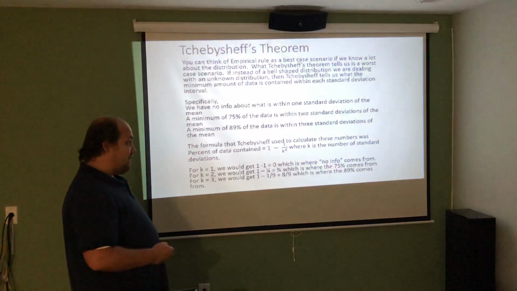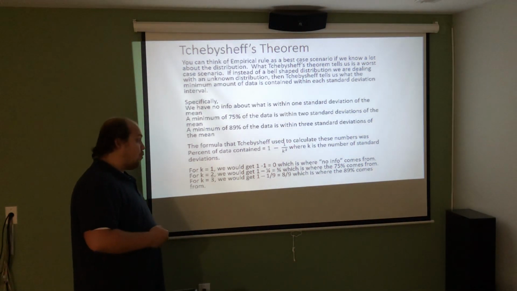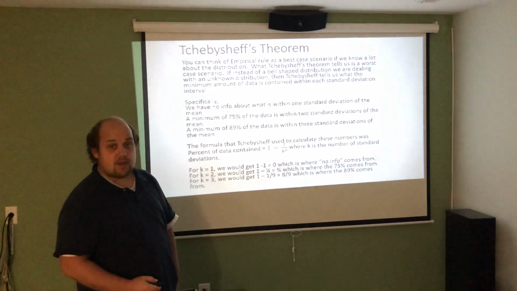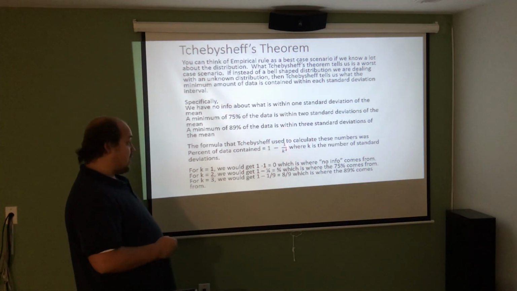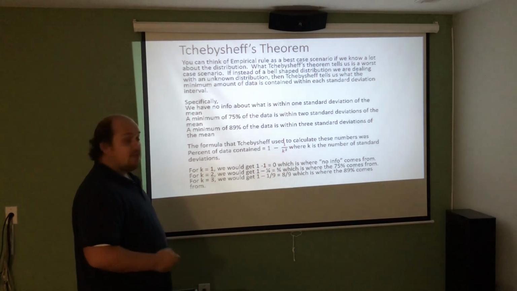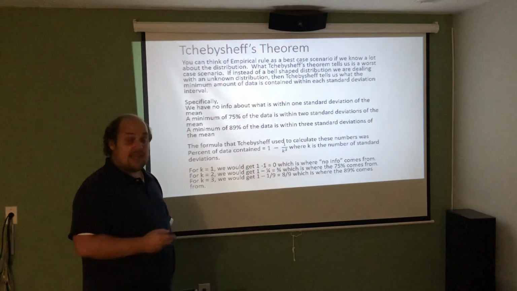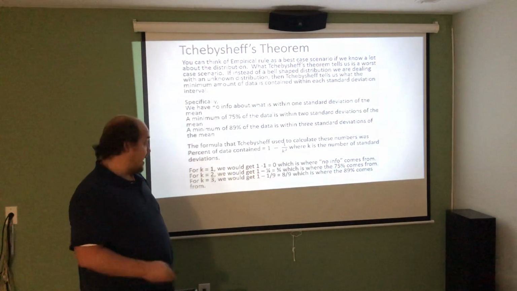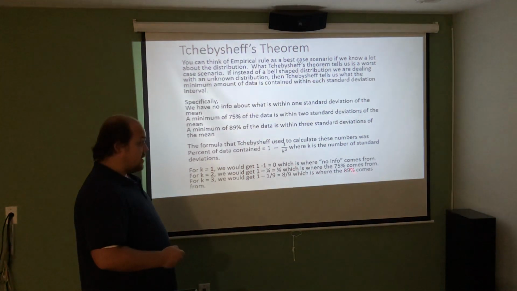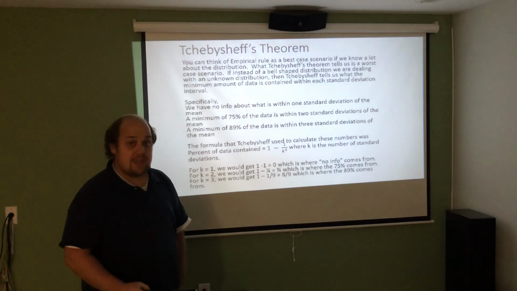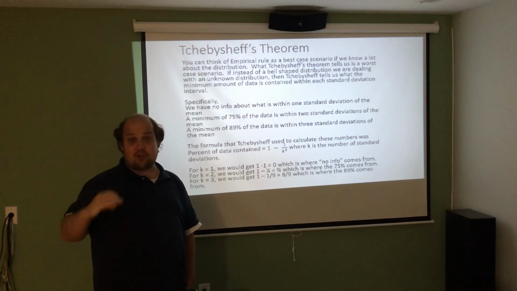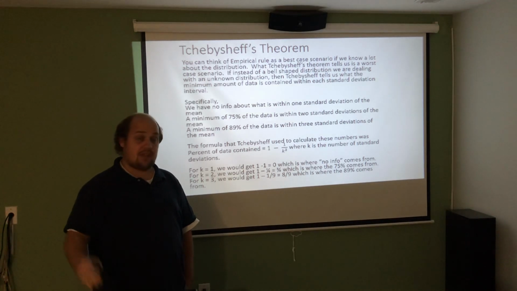So that 75% comes from doing 1 minus 1 over 2 squared. Finally, the last entry for 3 standard deviations comes from doing 1 minus 1 over 3 squared. 1 over 3 squared is 1/9. 9/9 minus 1/9 is 8/9. So 8/9 is where the 89% comes from. Again, really what you need to know is just what the values are for each of the 3 possibilities.